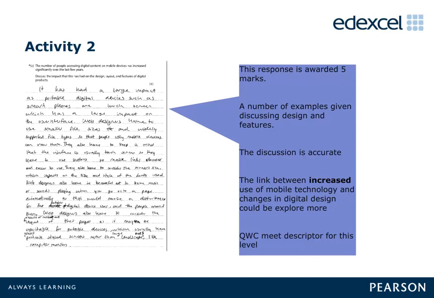This example is awarded 5 marks. The response makes reference to how the design and layout and features of digital product are used and adapted for mobile technology. The discussion is supported with accurate examples and discussion, but the link to the increased use of mobile technology and its impact on design and features is implicit rather than explicit. The quality of the content and discussion place the response at the bottom of mark band 3, 5 marks.